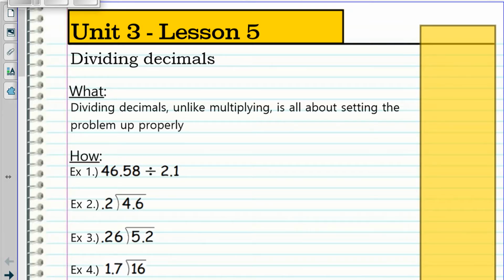Okay, all right, so here we go. For this lesson this week, it's Unit 3, Lesson 5, where we're dividing decimals.